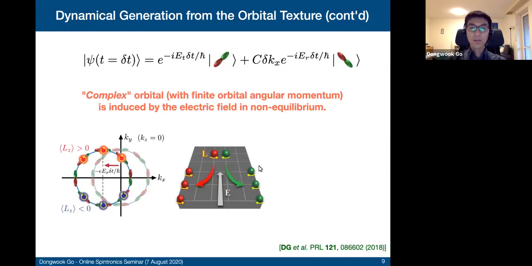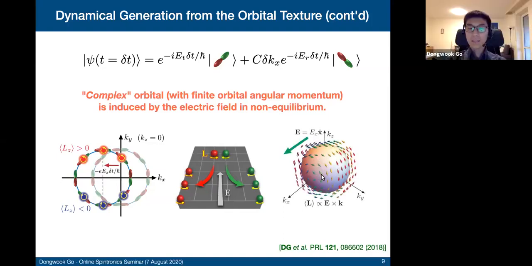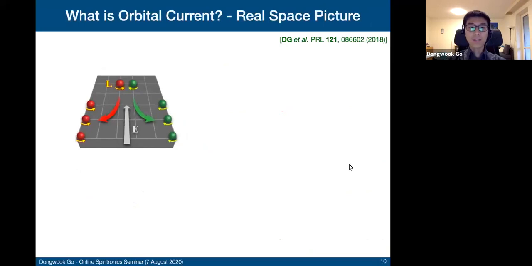So far I did the simple model analysis in 2 dimensions, but if you do the same thing for a 3-dimensional system, we find that the induced orbital moment caused by the electric field in the steady state will be proportional to the electric field times the crystal momentum K. So here we again find the orbital dependent velocity will be induced in non-equilibrium. So this is the K-space picture of the orbital Hall effect, and what happens in real space?